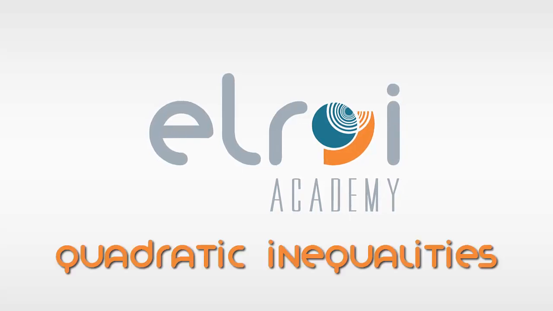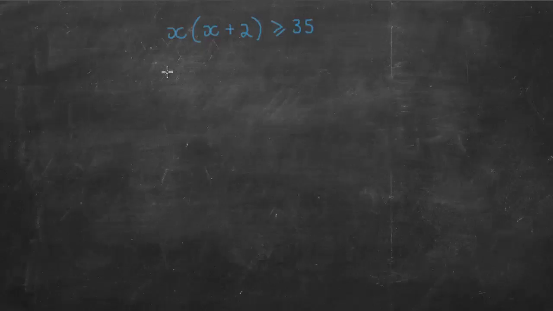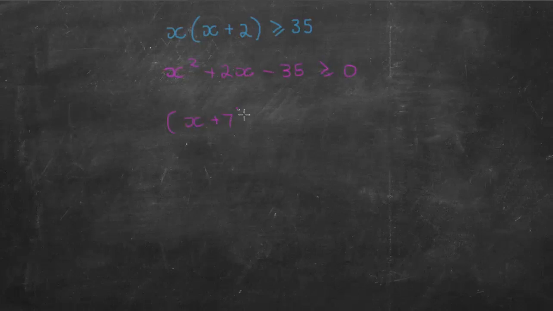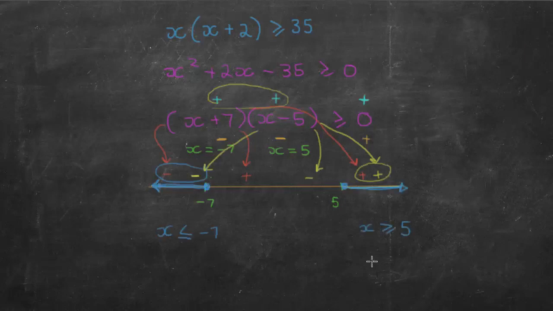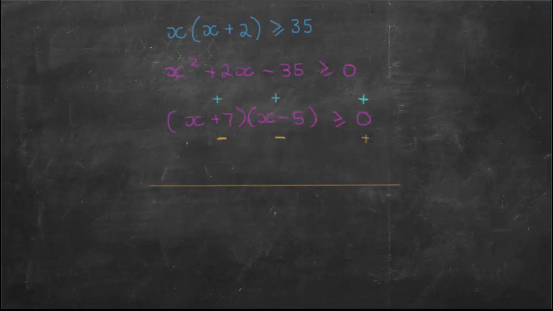In this lesson we'll take a look at quadratic inequalities. To solve a quadratic inequality, we will follow 4 simple steps. Step 1. Write the quadratic inequality in standard form. Step 2. Factorize. Step 3. Determine the roots. And step 4. Find the intervals. So let's have a look at those steps more closely.